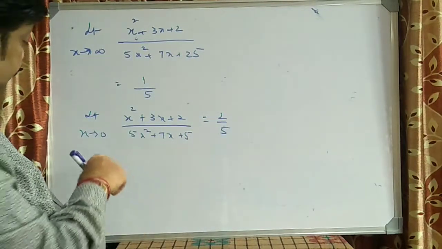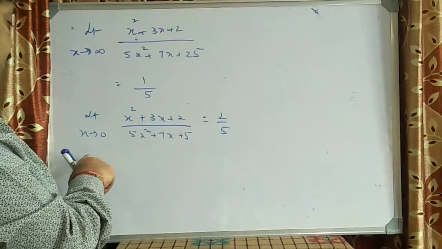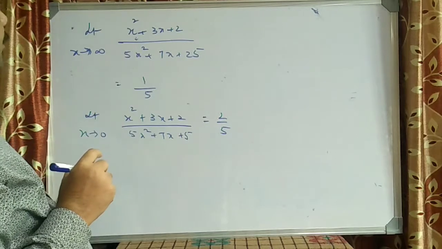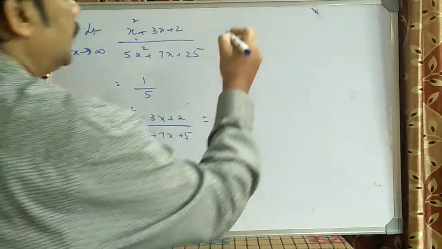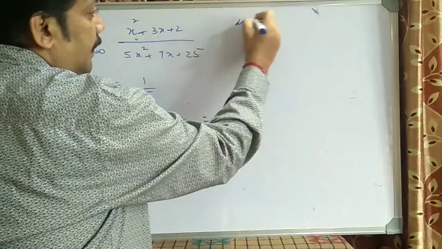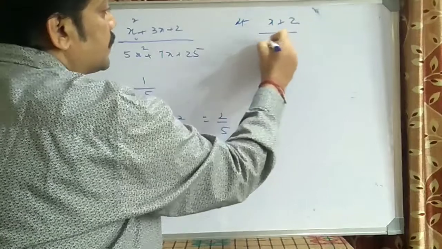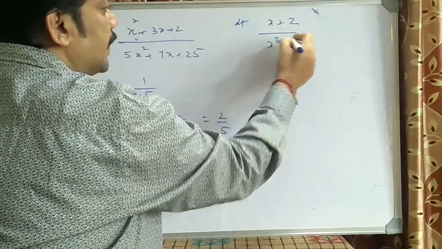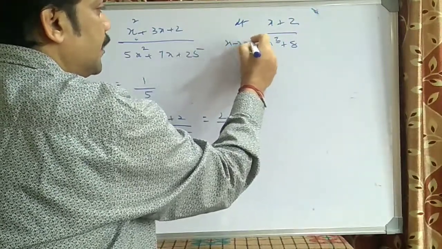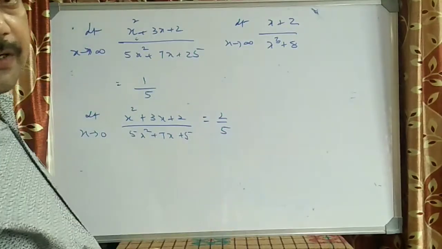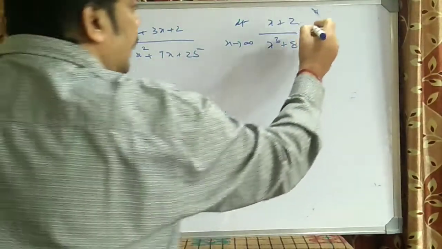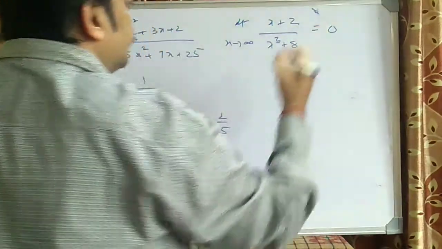Observe this, please. This is very, very important. Okay. Now, you may be getting it out. What about the different degrees are there? The limit of (x plus 2) by (x cube plus 8) as x tends to infinity. Now, the numerator is having lesser degree compared to the denominator. So, the answer will be directly 0.